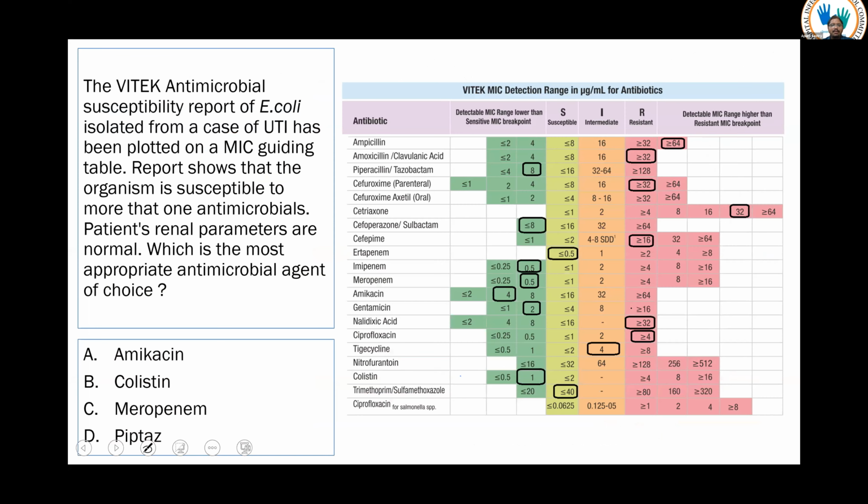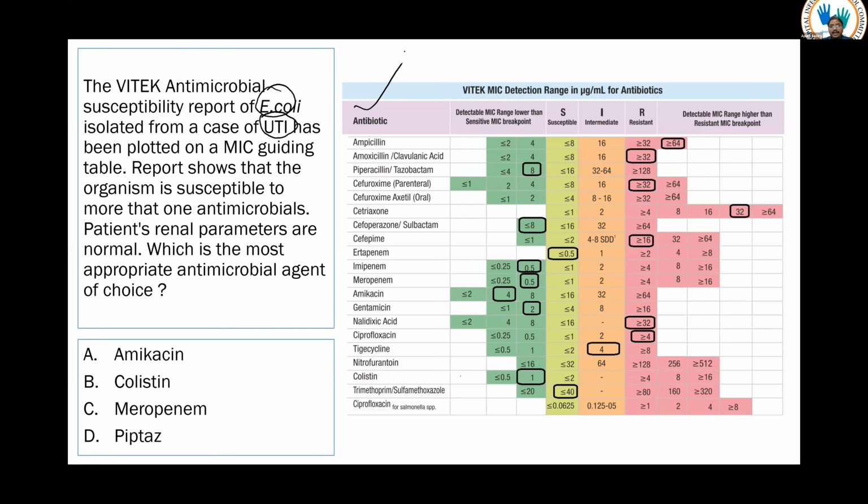Let's give an example. We have an E. coli patient presented with a UTI. We have this Vitek report, which we have organized and prepared as a guiding table. Let them answer. Can any of you unmute, analyze it and tell me what should be the drug of choice? What should I pick?